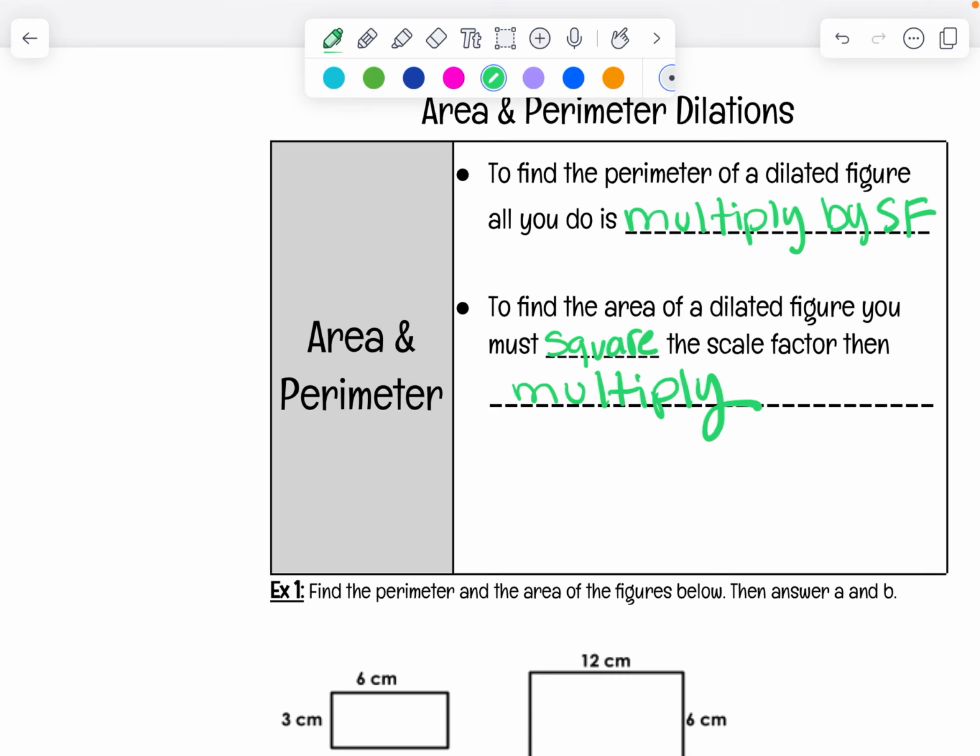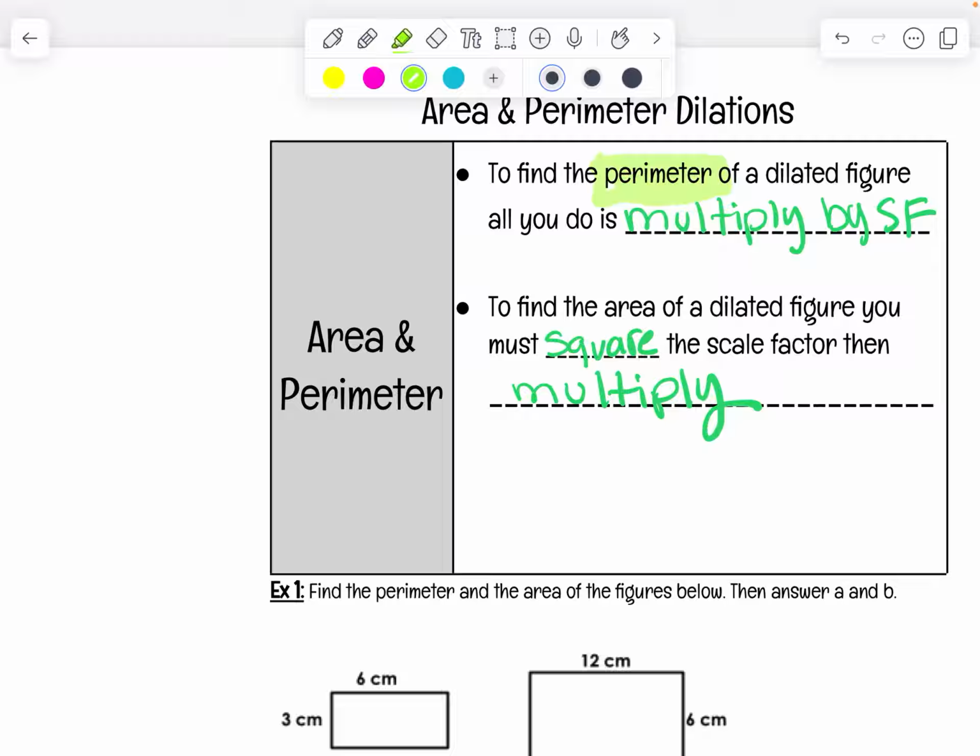Okay, so today we're going to talk about the changes of area and perimeter when we are looking at dilations. So really quick, to find the perimeter of a dilated figure, all you have to do is multiply by the scale factor. For example, we're talking about just the perimeter on this one. If your scale factor is 2, you're going to get the perimeter of the original and multiply it times 2.